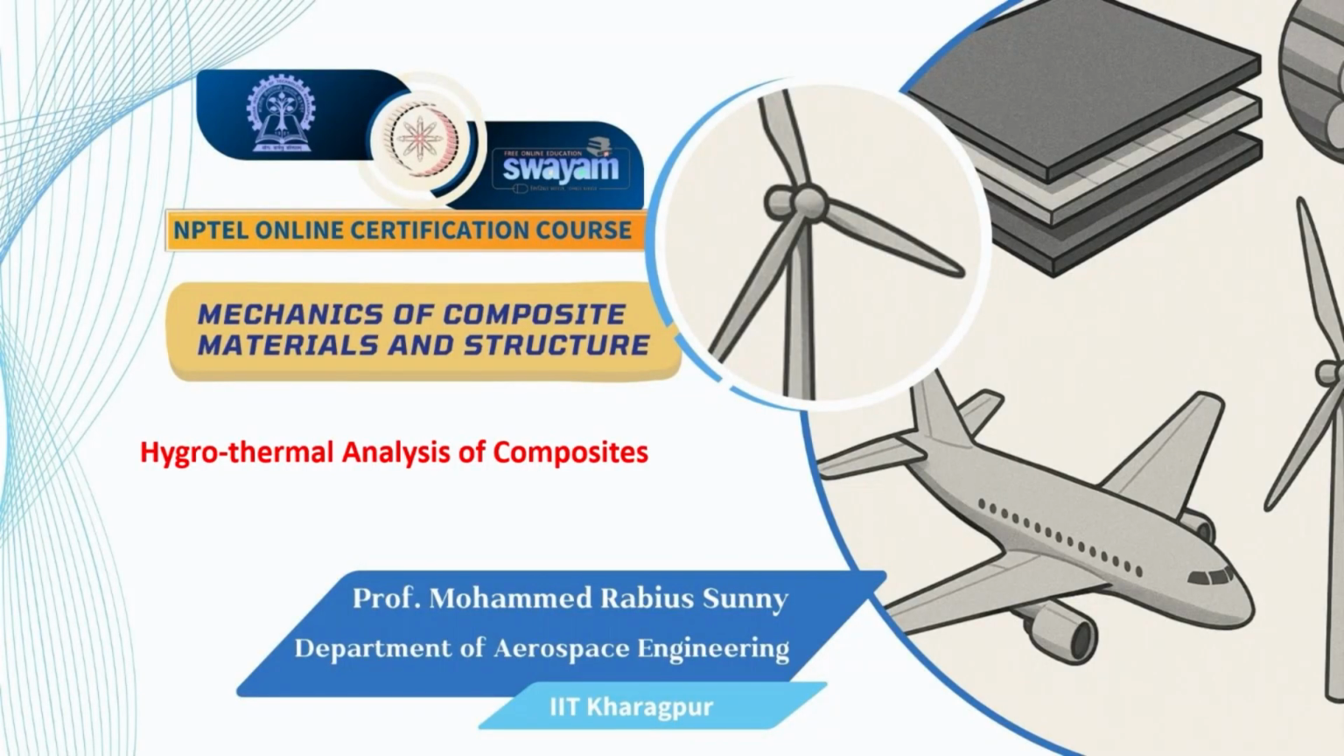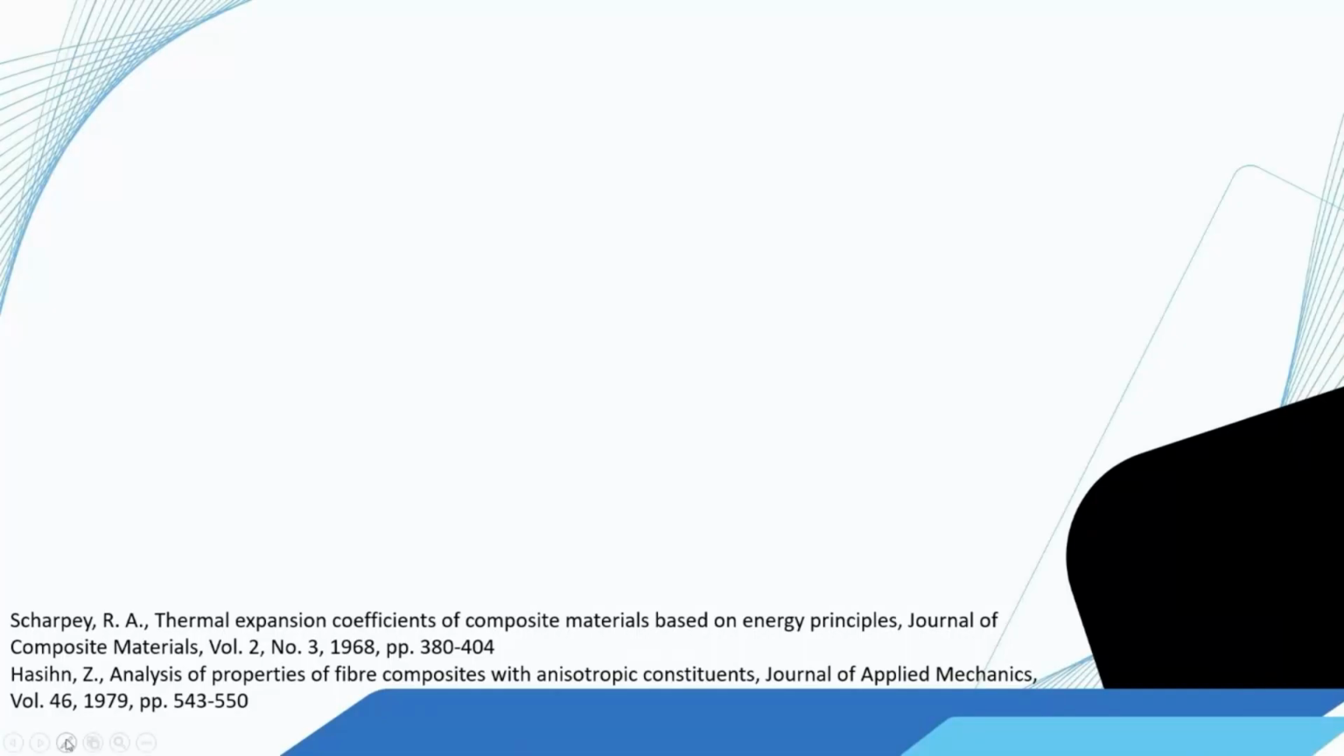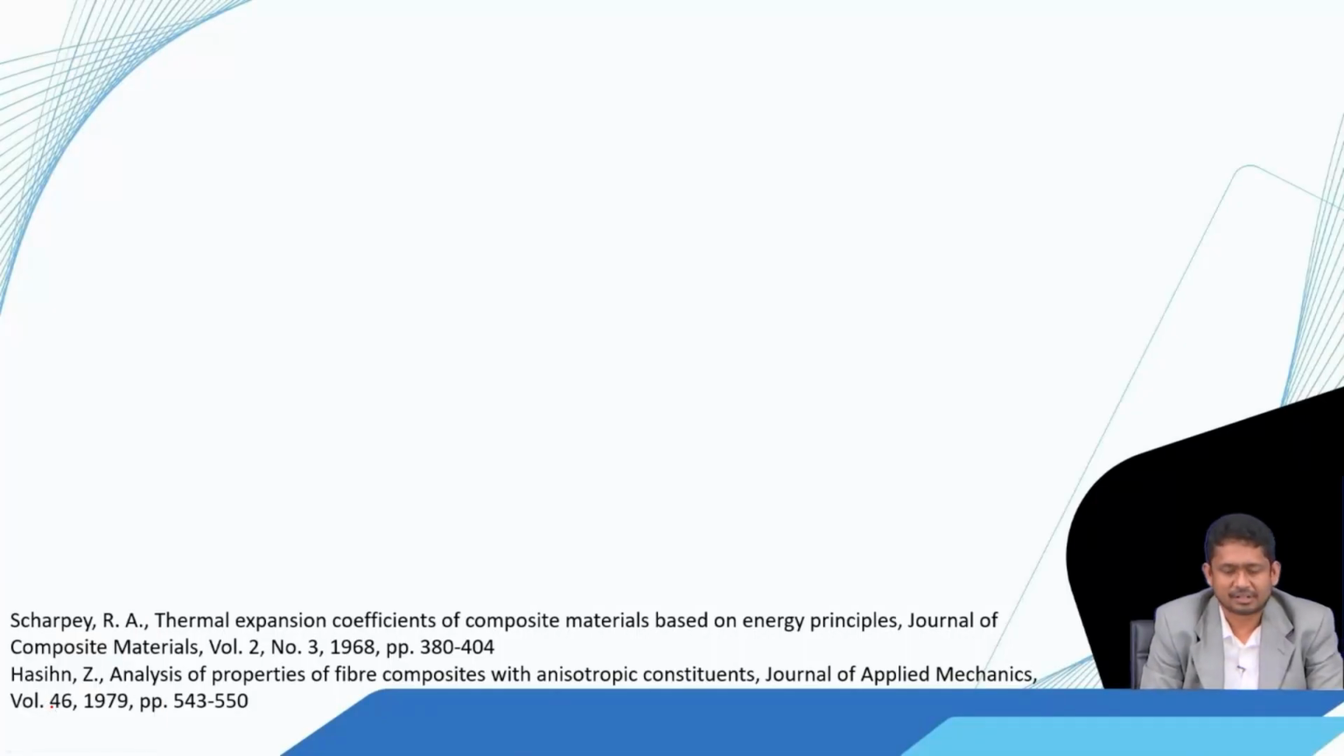In the last lecture we started with hygrothermal analysis of composites. At first we looked into the micromechanics, and within the micromechanics we found alpha 1, the homogenized thermal expansion coefficient along direction 1. Fiber and matrix have different thermal or moisture expansion coefficients, and we found the homogenized one along direction 1. Now we have to find the expansion coefficients along direction 2.